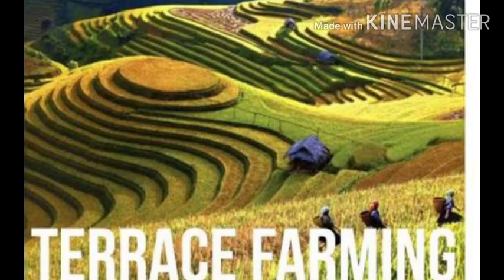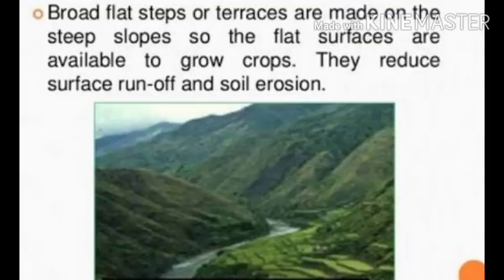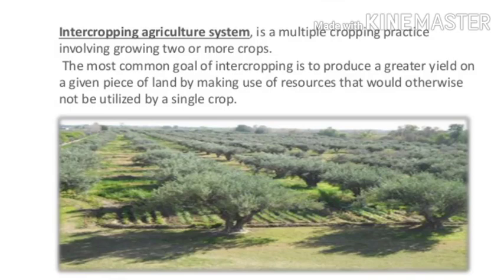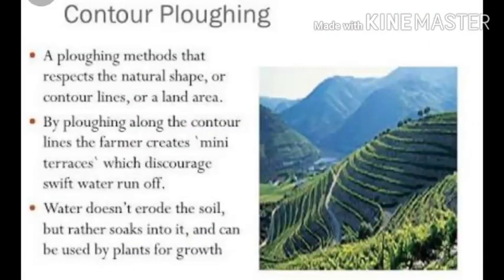Terrace farming is also a good idea to conserve the soil. In this, terraces are made on the hill slope so that flat surfaces are available to grow crops. This type of farming reduces surface runoff and soil erosion. Next is intercropping. In this, different crops are grown in alternate rows and are sown at different times to protect the soil from rainwash.